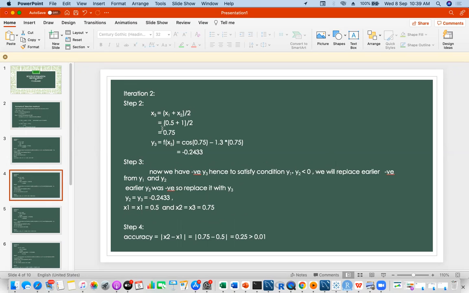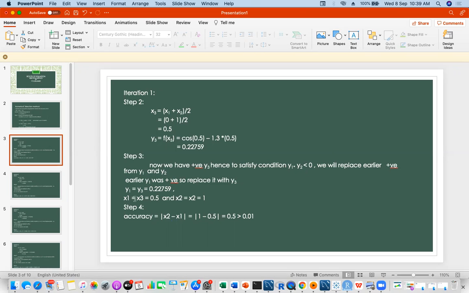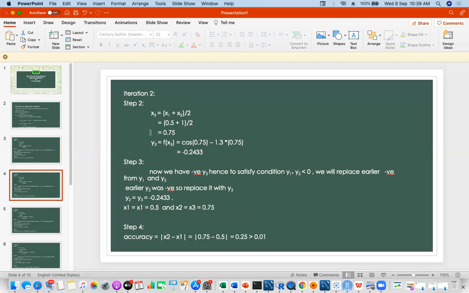Now we will again calculate x3. x3 will be x1 plus x2 divided by 2. So what is x1? 0.5 from this iteration, right? We have x1 is equal to 0.5, x2 is equal to 1. So we will calculate the new x3 in iteration 2. x3 is 0.5 plus 1 divided by 2. Now we got x3, and we have to calculate y3 again.